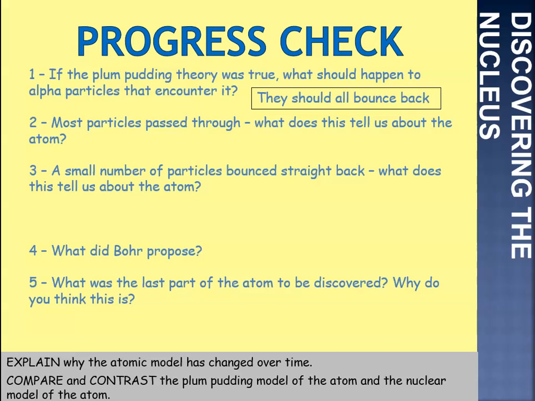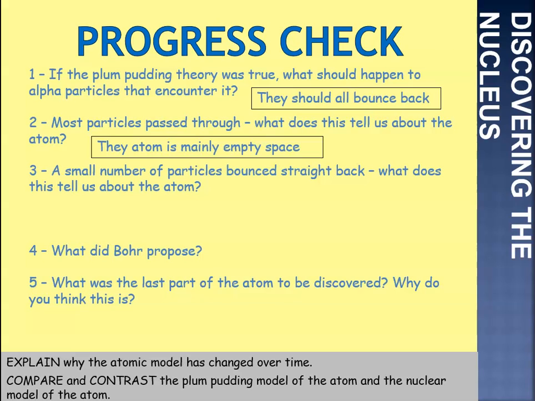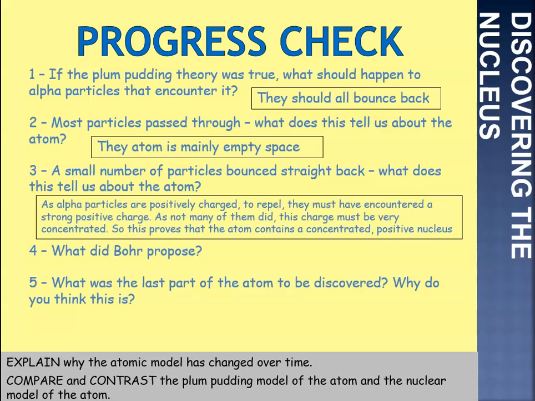Most particles pass through, so what does that tell us about the atom? It tells us that the atom is mainly empty space. It's mainly made of nothing. A small number of particles bounce straight back, and what does that tell us? Well, because alpha particles are positively charged, in order to repel, they must have encountered a very strong positive charge. Because not many of them did, this charge must be very, very concentrated, very small. So this proves the atom contains a small, concentrated positive nucleus.